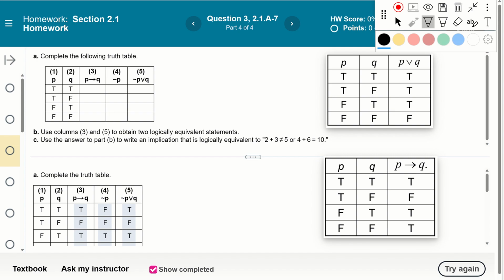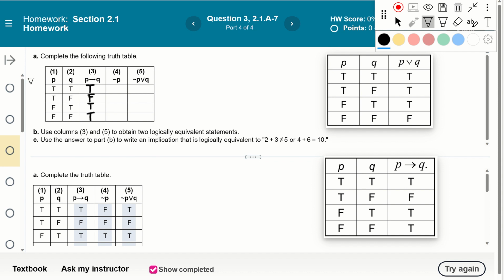And notice that, as always, we start with the values for P and Q. They did that for us here. So we go ahead and complete the rest of the table. So we know that true implies true is true. True implies false is false, the only time a conditional is false. False implies true is true, and false implies false is also true.